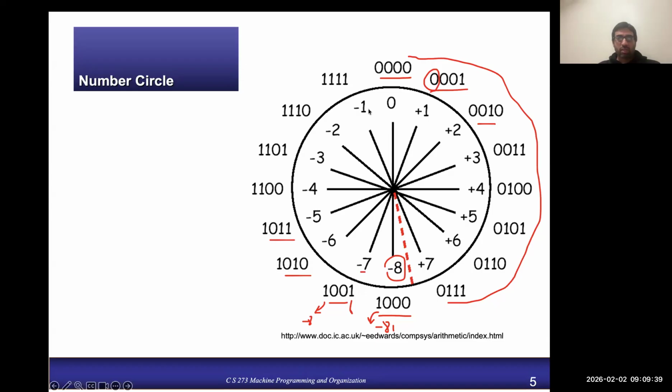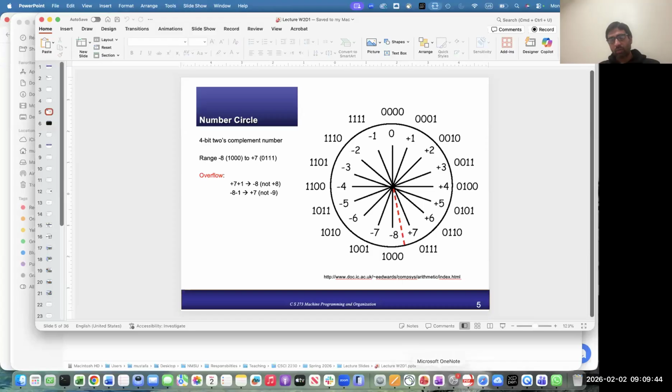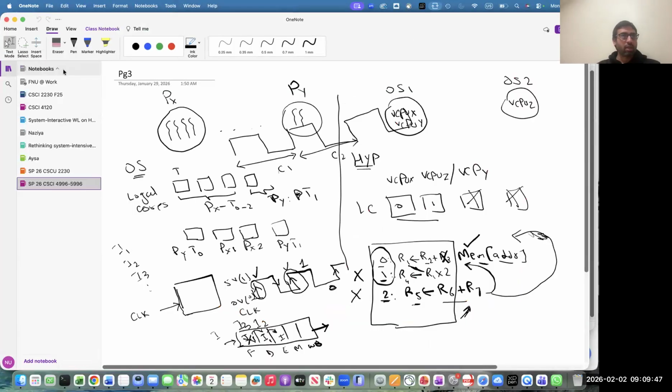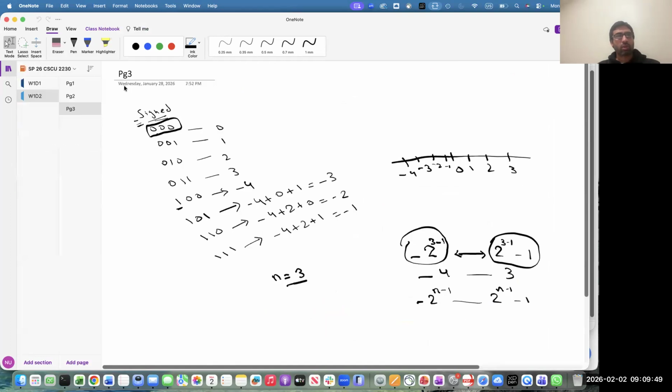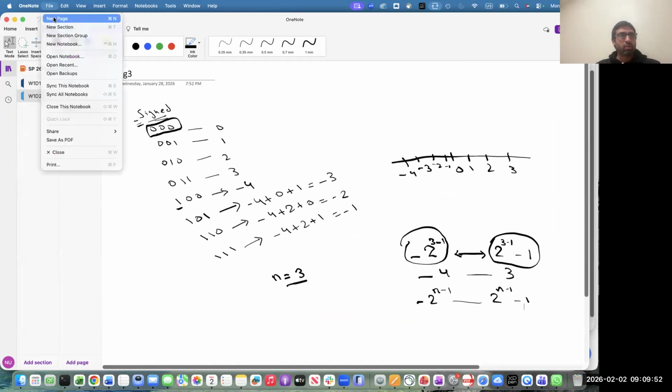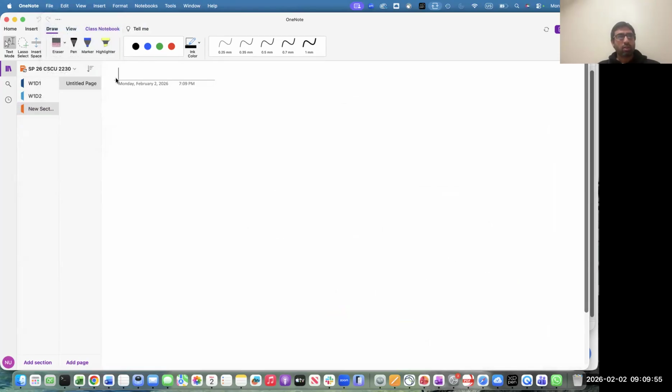If you want me to do it, actually, I want you guys to understand it clearly. So maybe I can go to OneNote, yeah, this one. I can create a new section. So week 2, day 1, page 1, right?